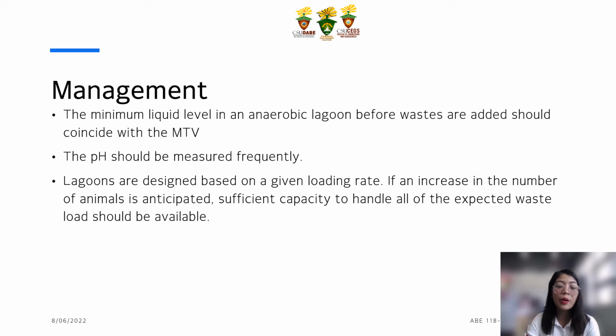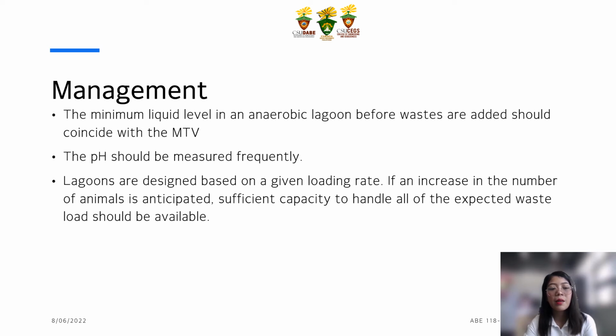The most common problem in using a lagoon is overloading, which can lead to other malfunctions and complaints. When liquid removal is needed, the liquid level should not be dropped below the MTB plus the SB levels.